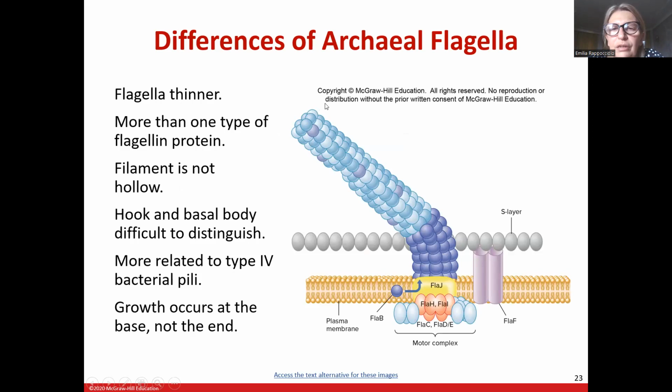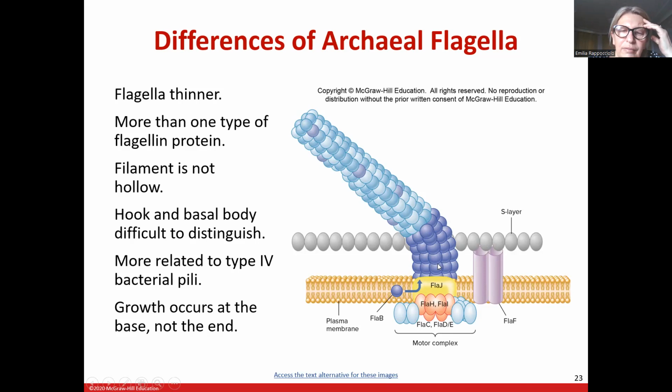And then we have the flagellum. The flagellum is made not only of one protein. In bacteria, we have only flagellin making the flagellum. Here there is more than one type of flagellin. It's thinner. It's not hollow, so the filament is not an empty tube, but a solid structure. It is difficult to distinguish between the hook and the basal body.